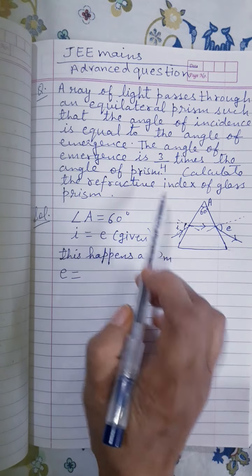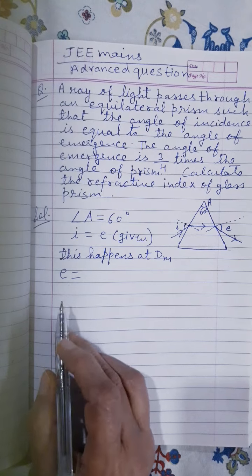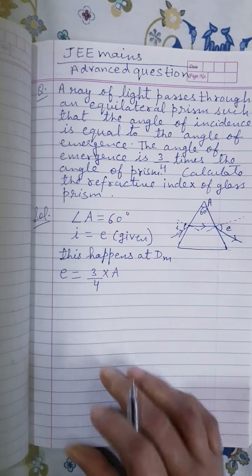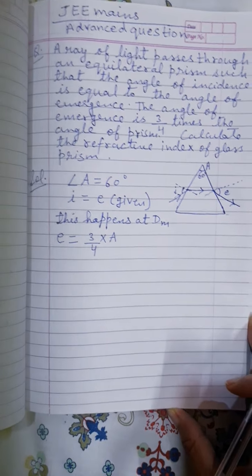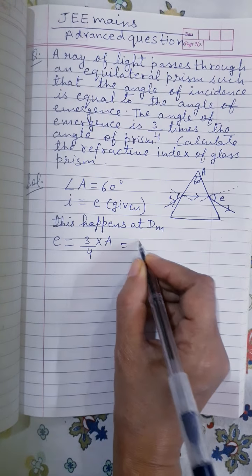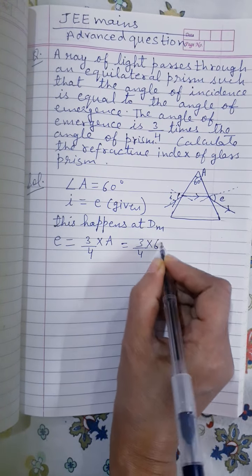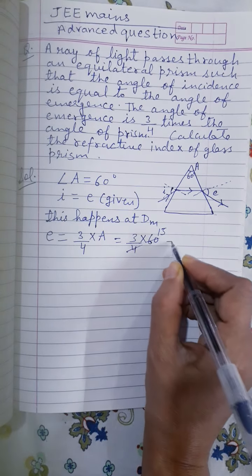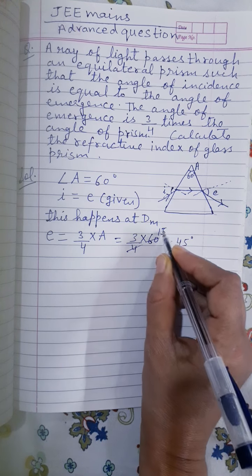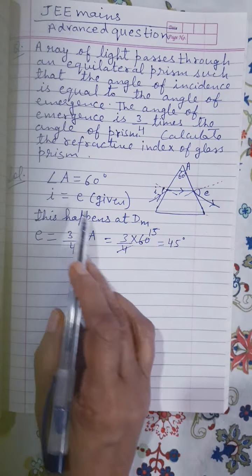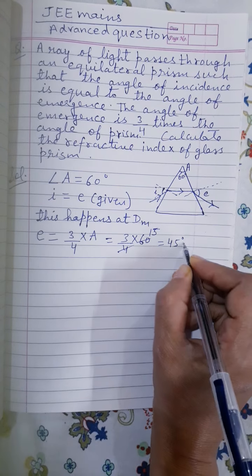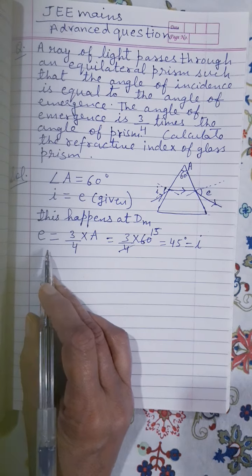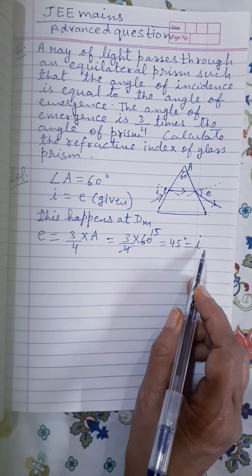Now let us come to the another thing given to you, which is angle of emergence. The angle of emergence is 3 by 4 times the angle of prism. So I can write angle E equals to 3 by 4 into angle of the prism, angle A. So I can substitute the value of angle A, 3 by 4, angle A is 60 degree, cancel, 45 degree. This is angle of emergence, and angle E is also equal to angle I. So angle E we have obtained as 45 degree, which is same as angle I.